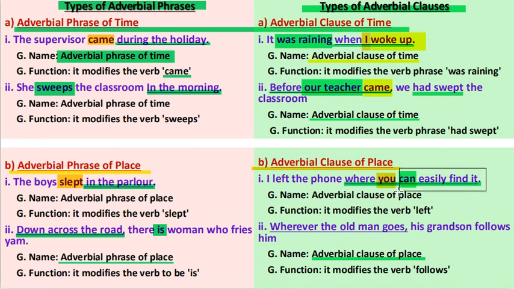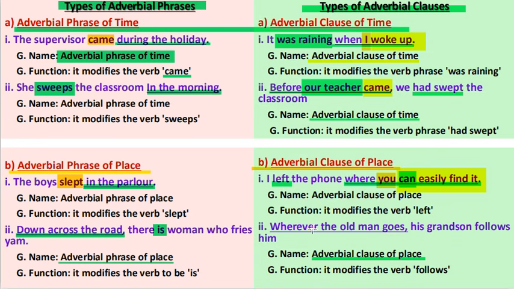So it is a clause, an adverbial clause of place. That is the grammatical name. The grammatical function is that it modifies the verb left. The verb left. It tells us where the verb left takes place. Where did I leave the phone? Where he can easily find it.